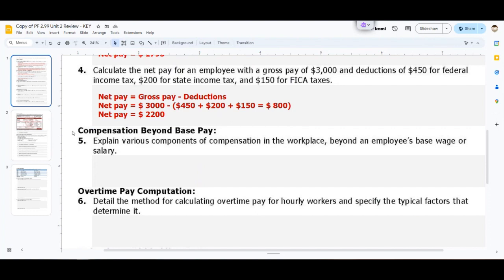Number 5, explain various components of compensation in the workplace beyond an employee's base wage or salary. So we know that compensation is anything an employee receives in return for their labor and their time and their effort toward their job, right? And so the largest part of our compensation package is going to be our wage or our salary, but there are ways that we can receive additional compensation.